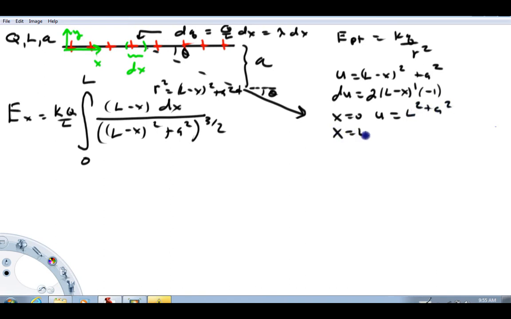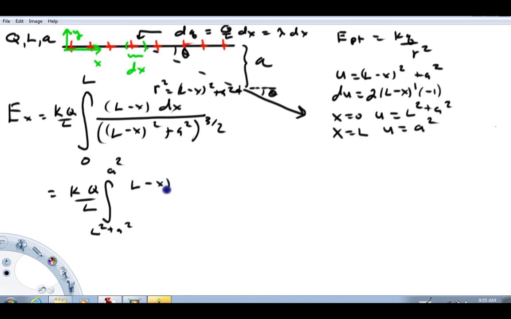If x is equal to L, then u is equal to, and I'm looking right here, that's going to give us a 0 if we put an L right there, so u is going to equal just a squared. So our integral is going to equal kq over L, integral from L squared plus a squared to a squared. And I'll go ahead and just leave this term alone for just a minute.